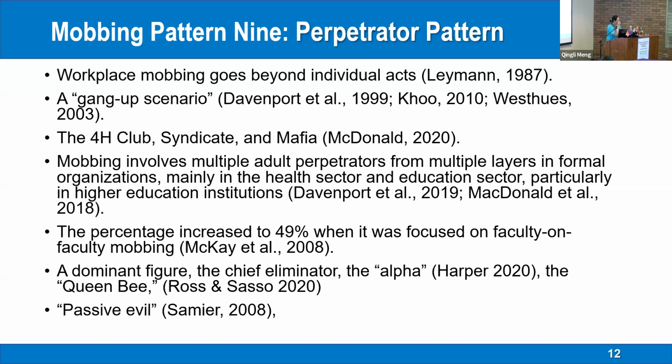The ninth pattern based on the analysis is the perpetrators pattern. We know that mobbing involves multiple adult perpetrators from multiple layers in formal organizations, mainly in the health sector and education sector, particularly in higher education institutions. Study revealed that the percentage increased to 49% when it was focused on faculty mobs. The multiple layers have vertical, lateral, and a mix of both vertical and lateral components. That means faculty on faculty, administrator on faculty, and very few faculty against the administrators.